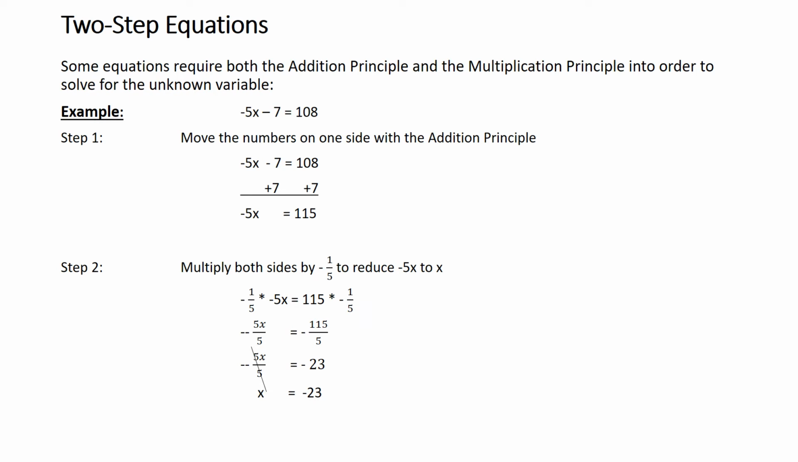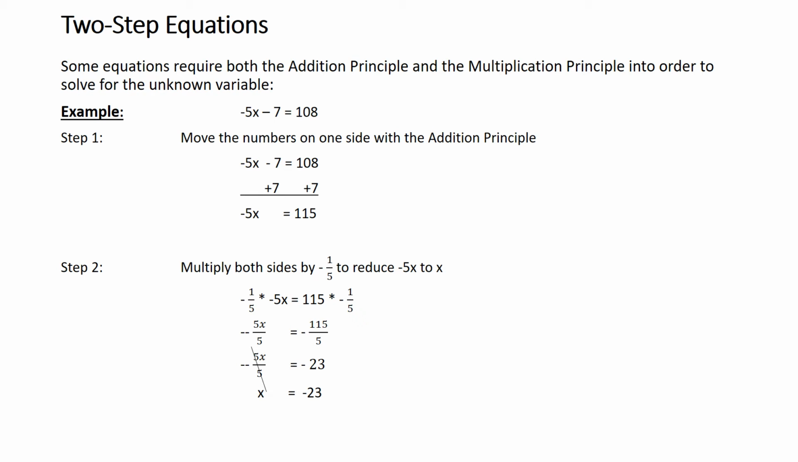Now we have two-step equations. This is where we're using the addition principle as well as the multiplication principle. And we have to find out what we need to do first. Negative 5x minus 7 equals 108. Well, step one, let's get the letters on one side, numbers on the other. I'm going to add 7 to both sides.